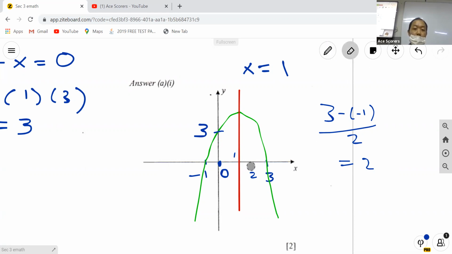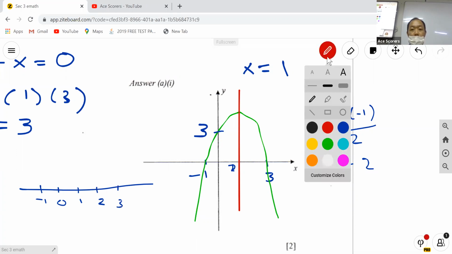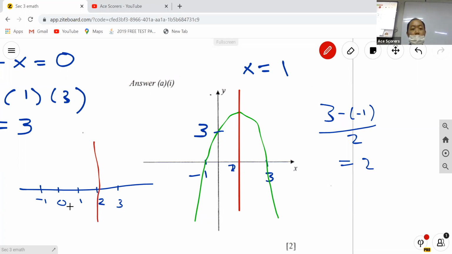One more time. Let's say we put 2. If you put this as 2, is it the middle of negative 1 and 3? Is 2 the middle of negative 1 and 3? No. Let's draw a number line, right? Minus 1, 0, 1, 2, 3. 2 is here. You see that? Where's the middle? 1. These are 2 points, right? Middle is here. It shouldn't be 2.